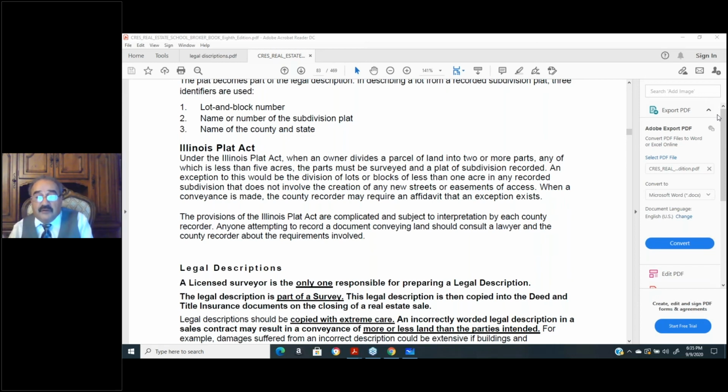I have 100 acres of land divided into 3 sections. One of them contains 90 acres, the other contains 7 acres. The other one contains 3 acres. Which ones need to be recorded under the Illinois Plat Act?